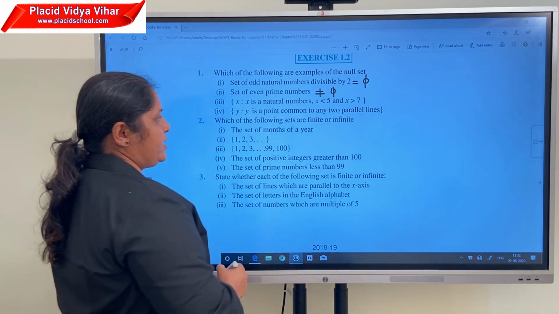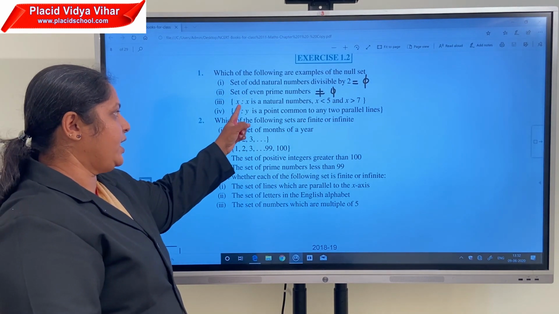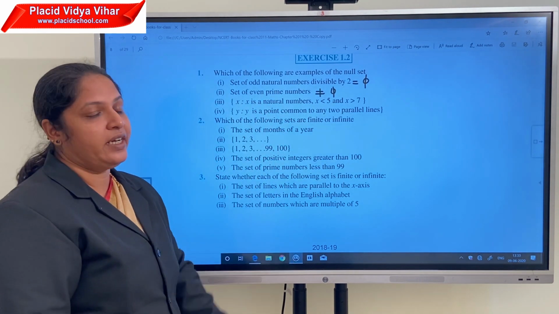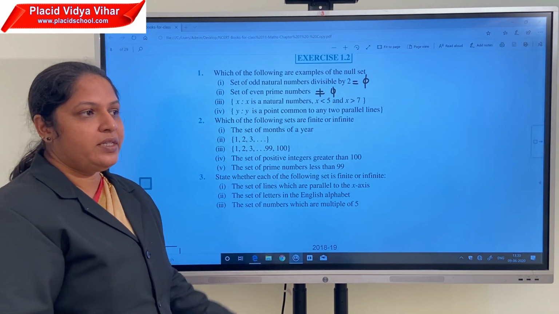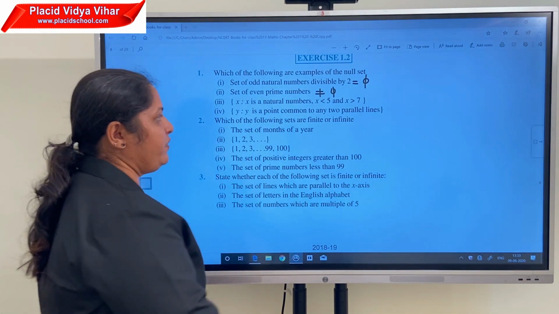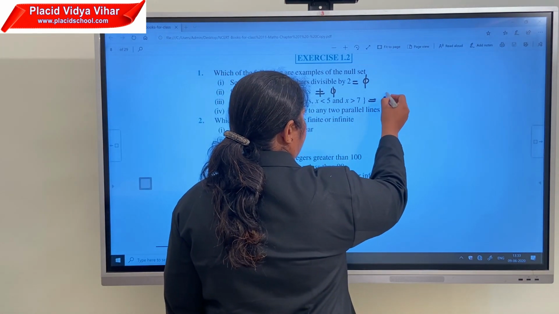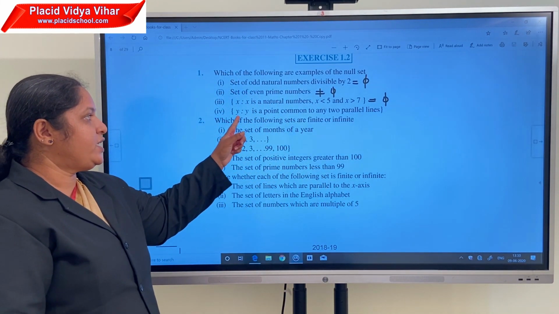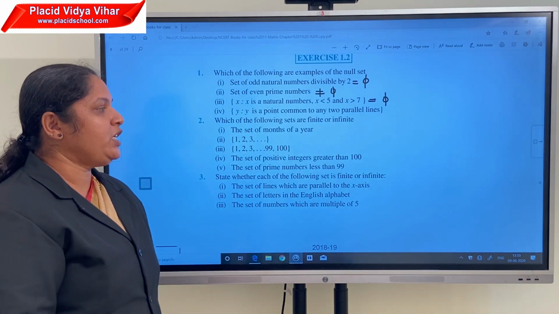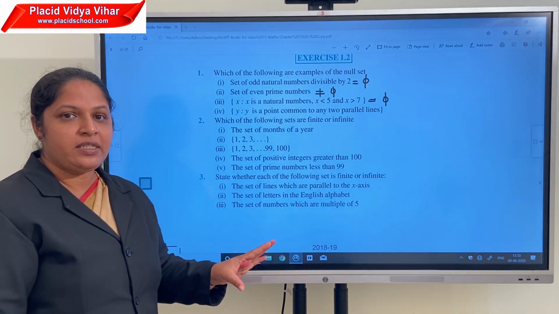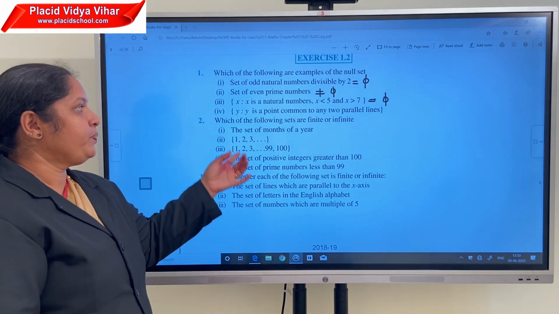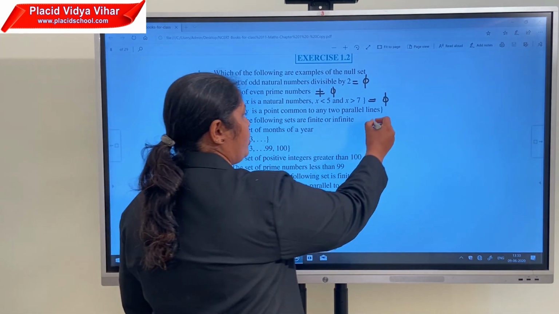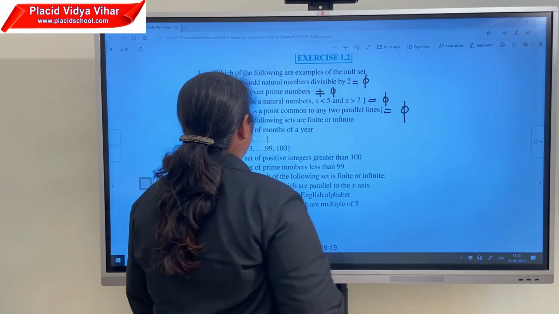Third one, set x such that x is a natural number, x less than 5 and x greater than 7. No number is both less than 5 and greater than 7. So, that is also a null set. Then, number 4, y such that y is a point common to any two parallel lines. Parallel lines means no point of intersection. That means there is no point common to the two lines. So, it is also again a null set.